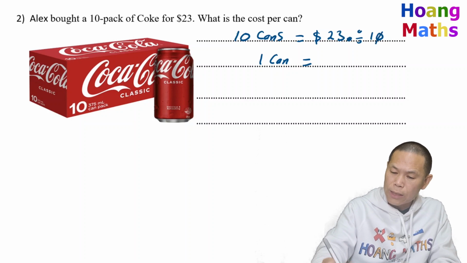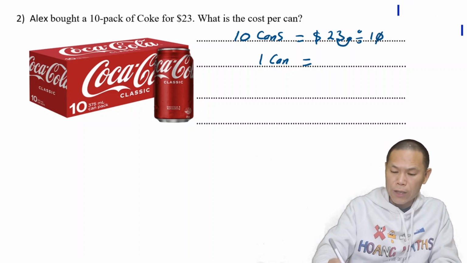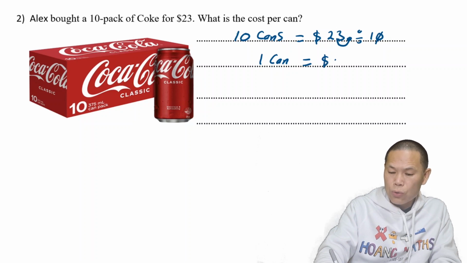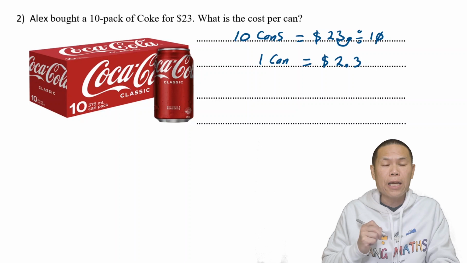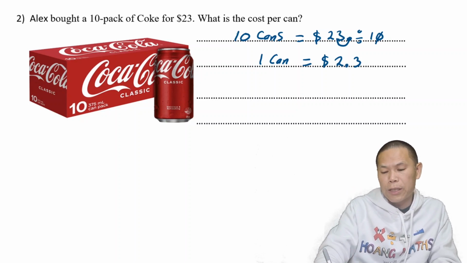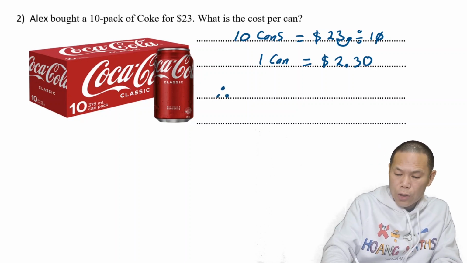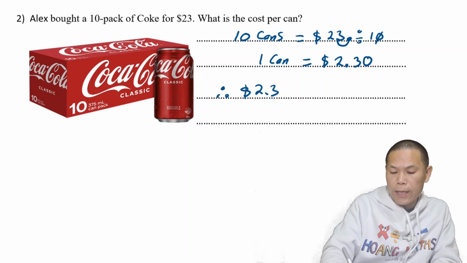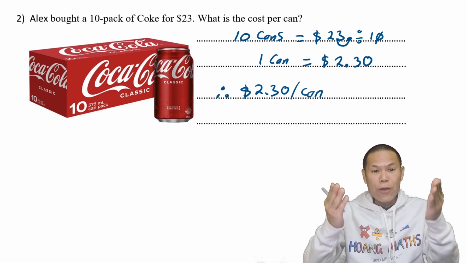We cancel this 0 here by moving 1 unit to the left. So it becomes 2.3. And because we're dealing with money, we need to write 2 decimal places, so I can simply add a 0 at the back here. Therefore, $2.30 per can. So there you go.